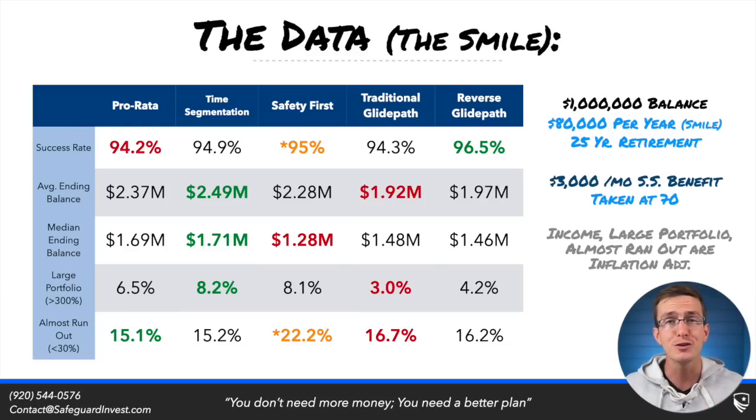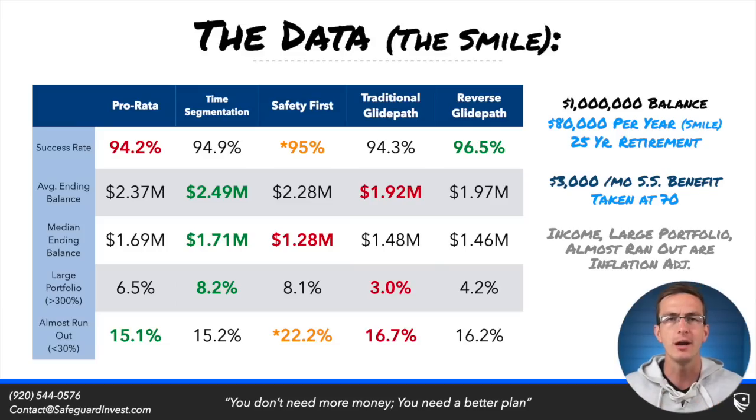Again, we see that the reverse glide path delivers the highest probability of success in all three of these scenarios. Time segmentation, once again, delivers the best ending portfolio while maintaining a very high probability of success. And then the traditional glide path is close to being the worst, but does slightly better than previously. Let's break down a bit why.